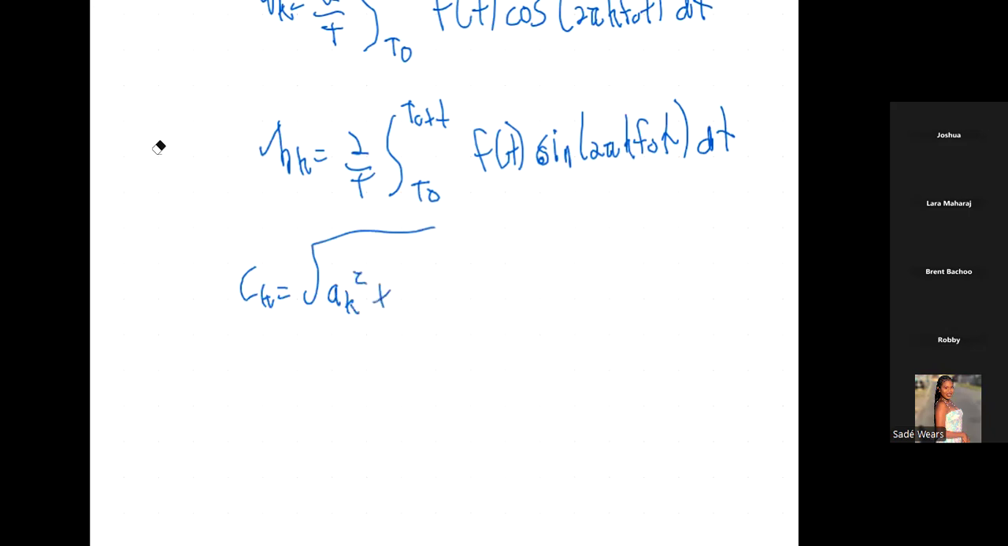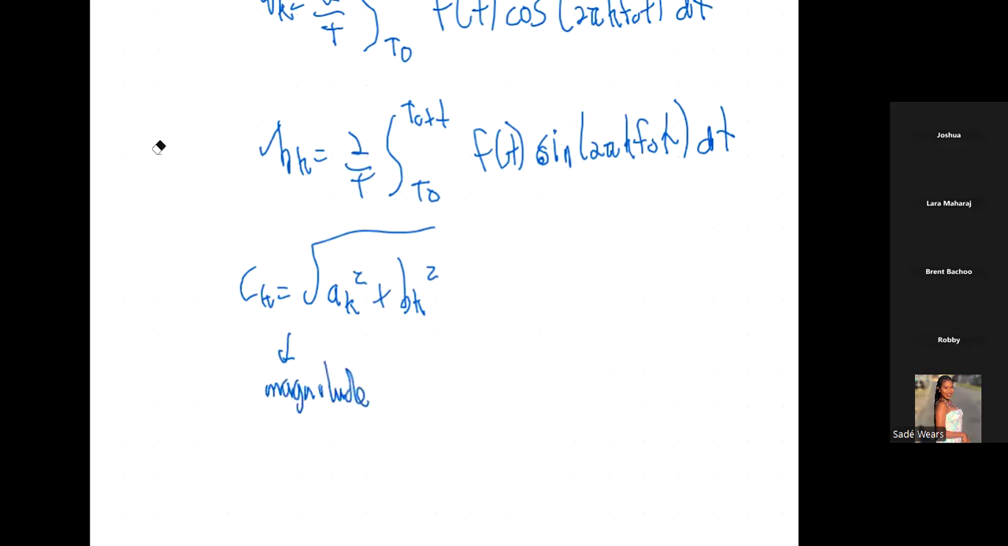But the cool thing about it, whether even or odd, one of these things is going to be zero. Yeah, so if it's odd, AK is gone, so it's just the square root of BK squared, which is just BK. And if it's even, BK is gone, so it's just the square root of AK squared, which is just AK. So you could get your magnitude spectrum from this.